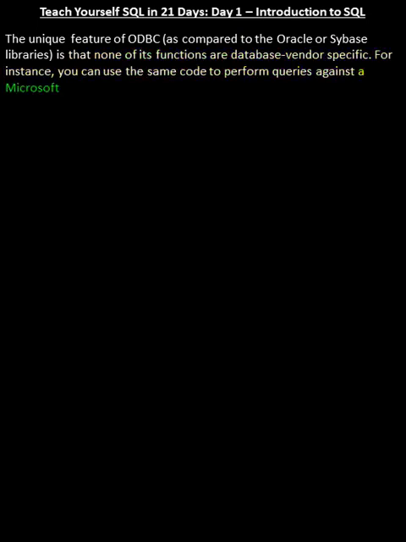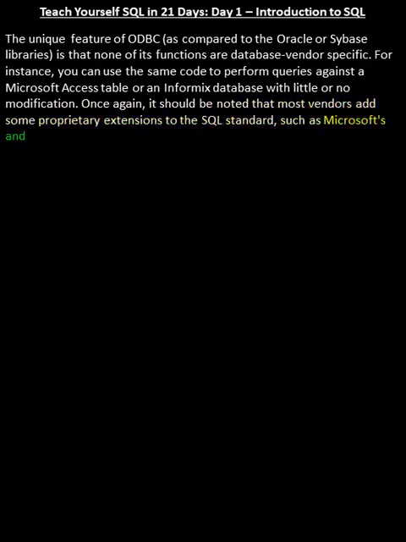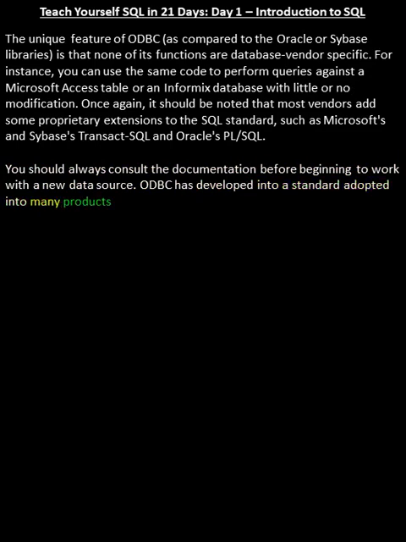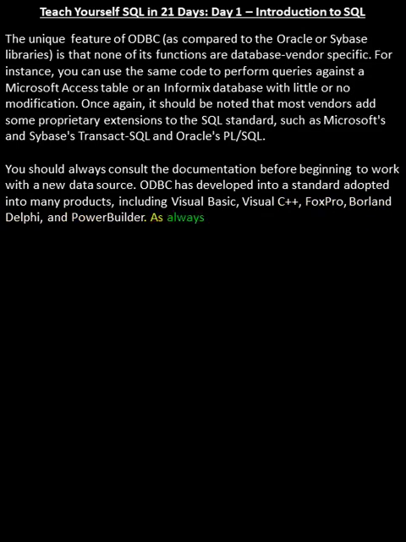The unique feature of ODBC, as compared to the Oracle or Sybase libraries, is that none of its functions are database vendor specific. For instance, you can use the same code to perform queries against a Microsoft Access table or an Informix database with little or no modification. Once again, it should be noted that most vendors add some proprietary extensions to the SQL standard, such as Microsoft's and Sybase's Transact SQL and Oracle's PL/SQL. You should always consult the documentation before beginning to work with a new data source.